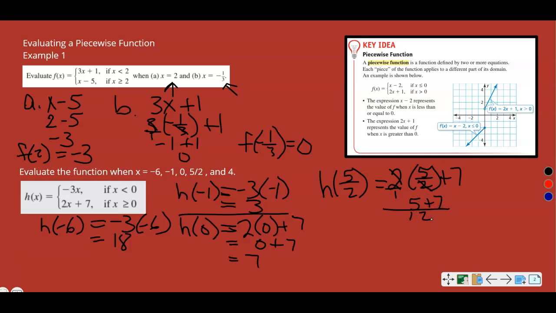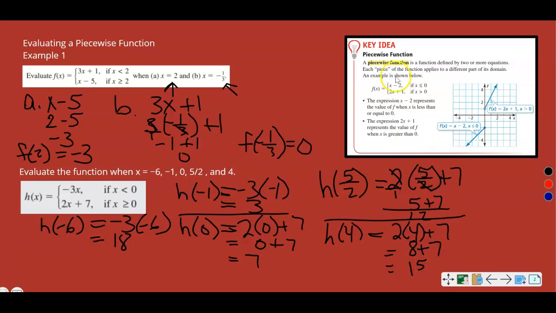All right, the last one, what is h of 4? All right, 4 is also greater than or equal to 0. So see, the first thing you have to do is figure out which one you're even looking at. This is a piecewise function. There's 2 pieces to this function, and then you plug it into the function based on which part of the domain makes it true. So h of 4 is greater than or equal to 0. So we're going to do 2 times x, or 4, plus 7. So we're going to have 8 plus 7, or 15.